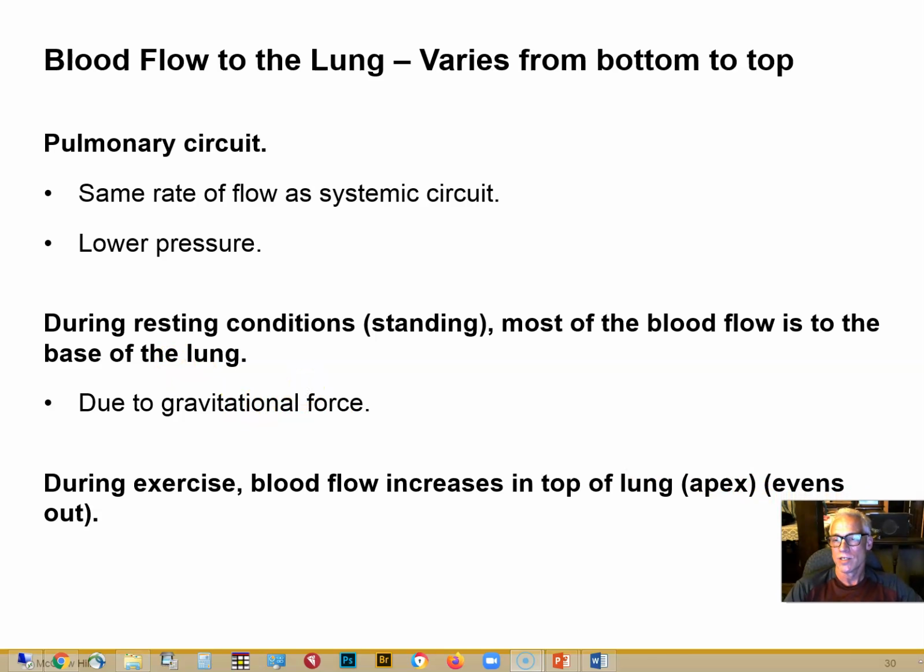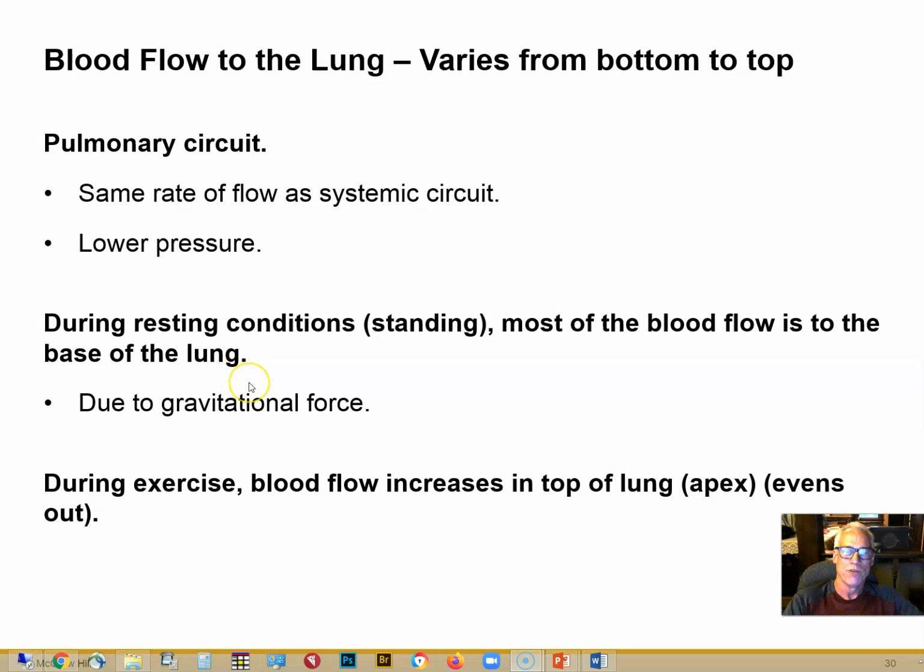Well, interestingly, it turns out that the blood flow in different regions of the lung is not balanced. It's not the same. Well, because of the gravitational force pulling downward on blood, it's much easier to push blood through the lower parts of the lung. It's hard to pump the blood uphill to the upper parts of the lung. So the lower parts of the lung have more blood flow.